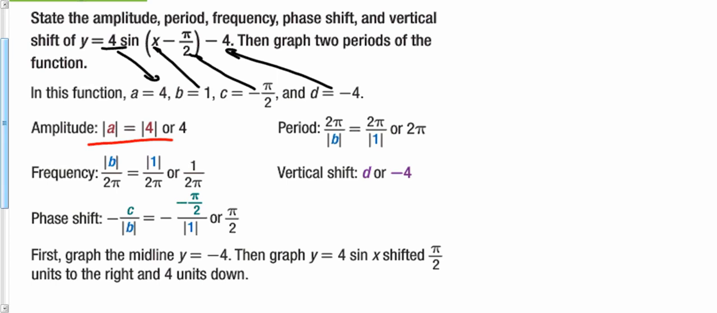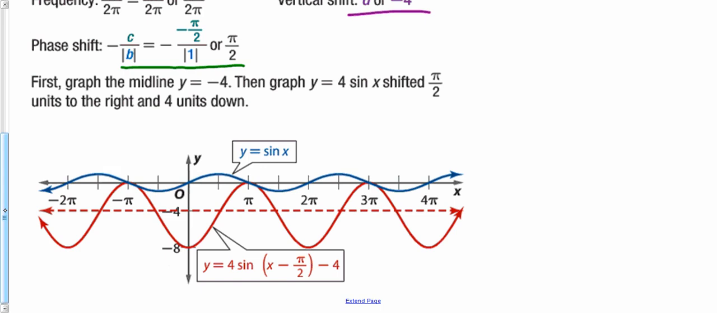My period turns into 2 pi over b, or just 2 pi, because b is 1. My phase shift becomes pi over 2, because c is negative pi over 2, so it's negative pi over 2 over 1. And then finally, my vertical shift is negative 4. So when I plug all these things into an equation, you can see the blue sine function.